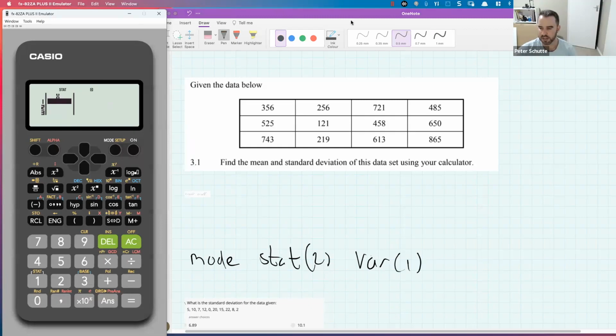Give me a thumbs up if you're with me so far. Give me a thumbs down if you're not with me. Okay, so now I want to put my data in, and this is kind of the boring part, but it's better than doing it manually yourself. So 356 equals, I want you to do this with me, and I'm just going row by row like this.